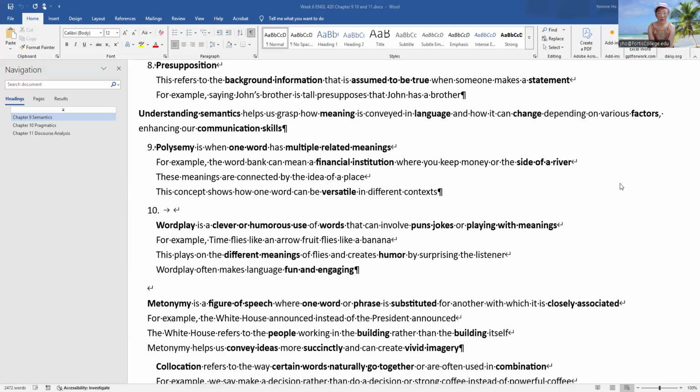Wordplay is a clever or humorous use of words that can involve puns, jokes, or playing with meaning. For example, time flies like an arrow. Fruit flies like a banana. This play on the different meanings of flies can create humor by surprising the listener. Wordplay often makes language fun and engaging.